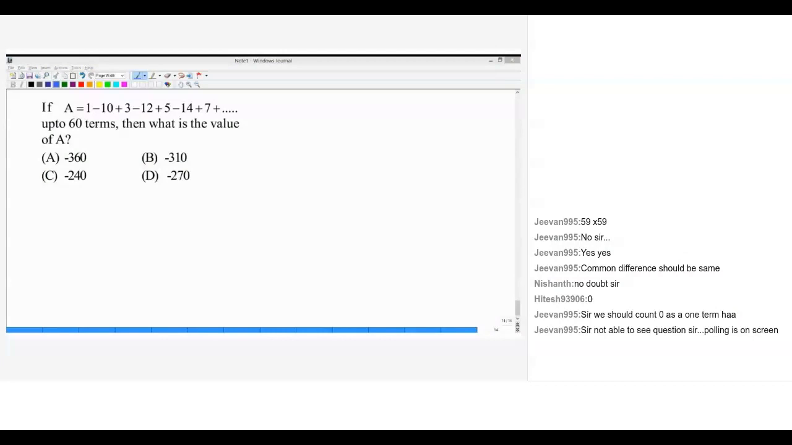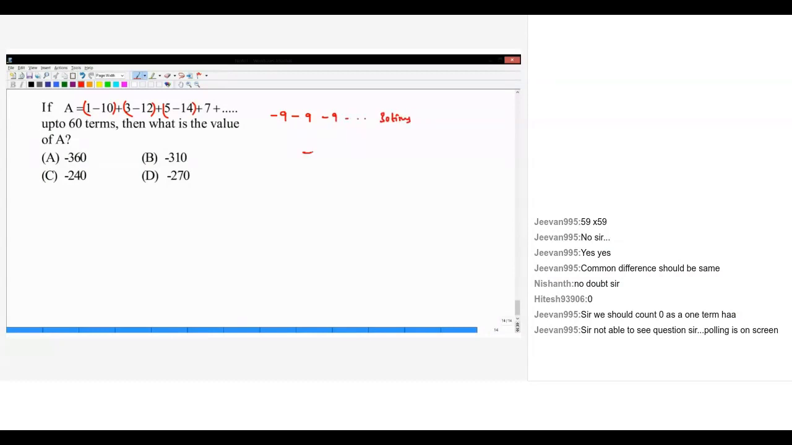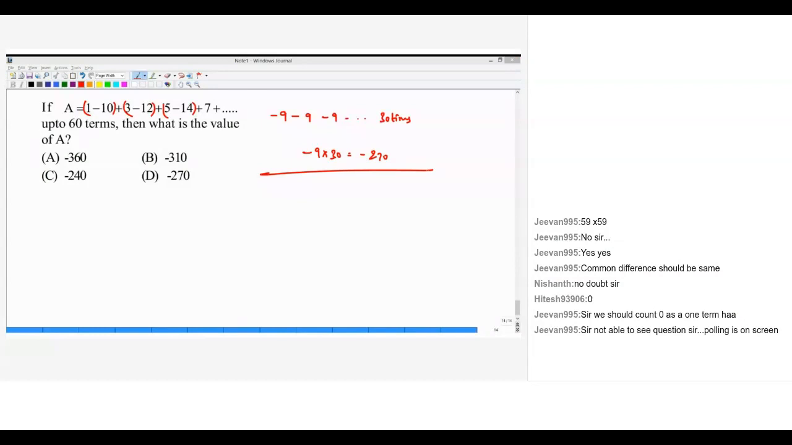What you need to do is simply add it up. If you add the first two terms, 1 minus 10 is minus 9, then minus 9 again. How many times? 30 times. When two APs you're getting, just make them one AP by just adding them. That was a simple question.